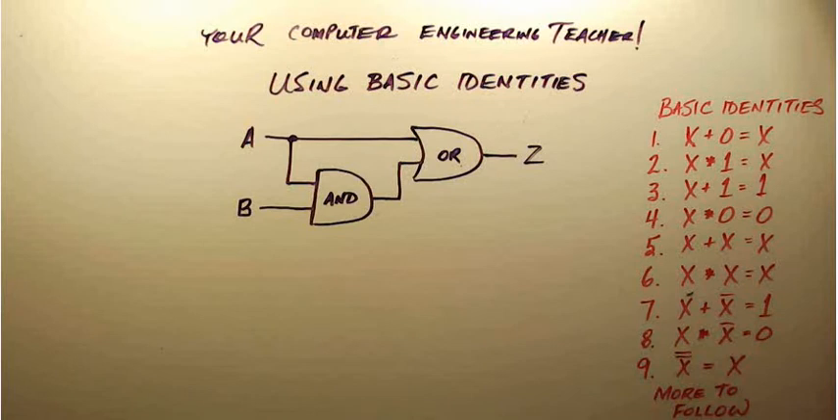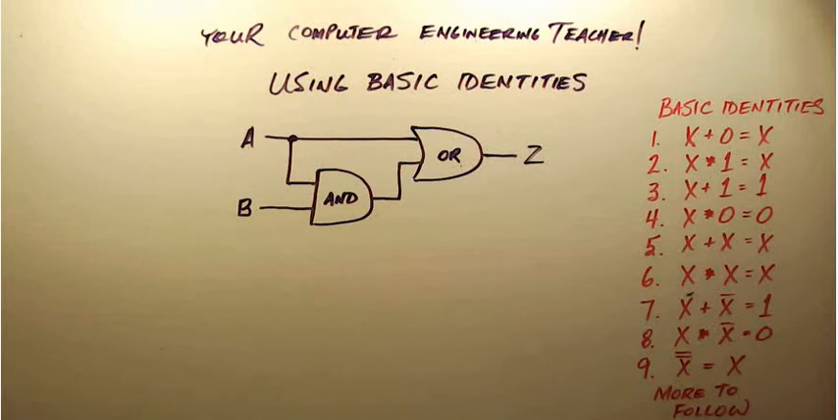Number five, x plus x should be equal to 2x if we're talking about regular algebra. But in this case here, x plus x is equal to x in Boolean algebra. Number six, x times x is equal to x in Boolean algebra. In regular algebra, we know that x times x is equal to x squared. So just a reminder that when you're using basic identities, they are different from regular algebra. We need to know these ones specifically to do Boolean algebra and to simplify Boolean equations.